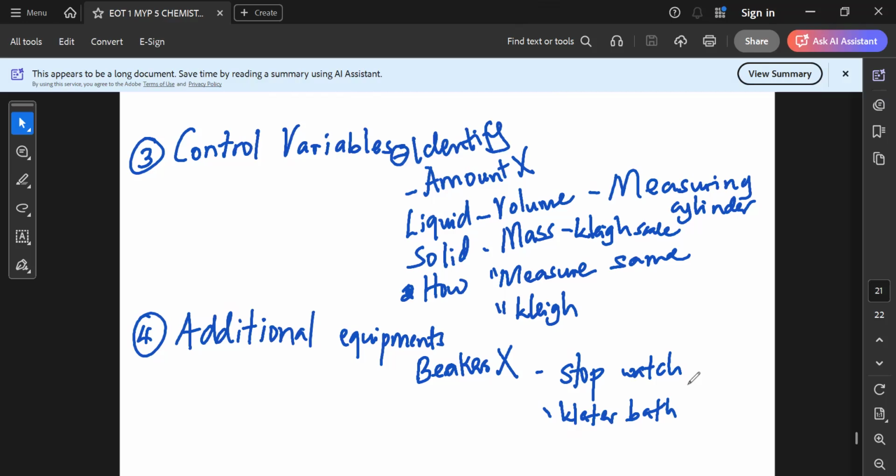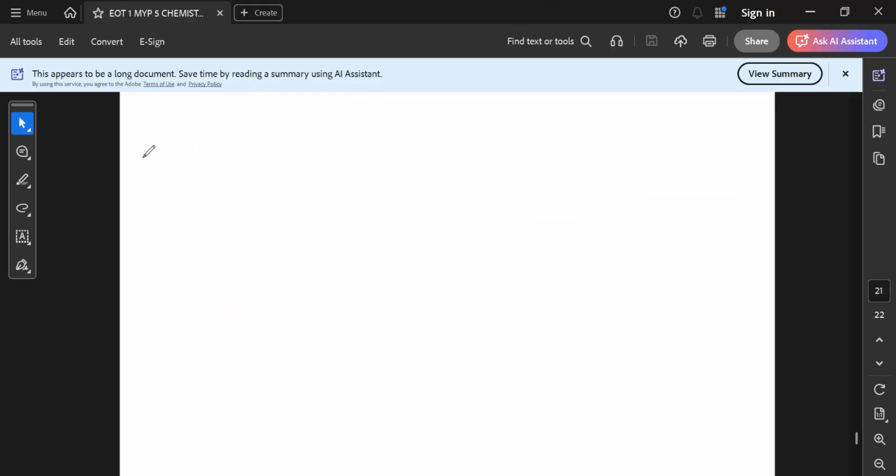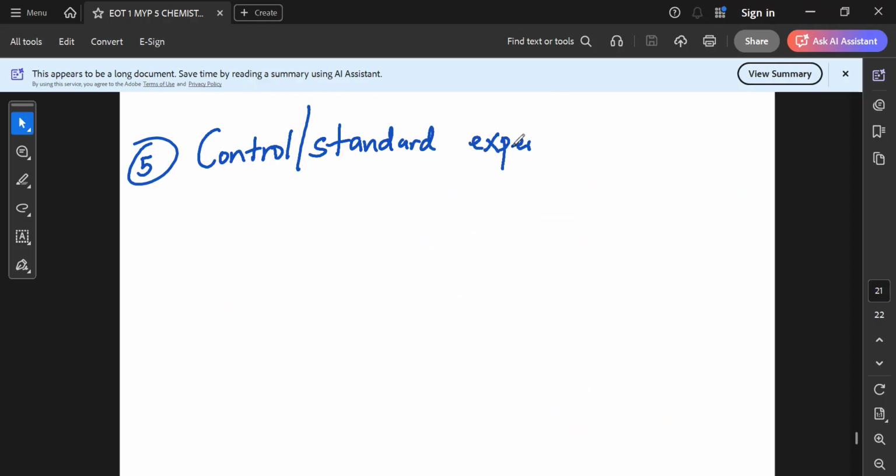Allow me to remove this as we continue to number 5. All right, point number 5 right here. After these variables, now there's something they call a control experiment, or some people call it a standard experiment. Not always asked because it doesn't normally apply in all experiments, but it applies in most.